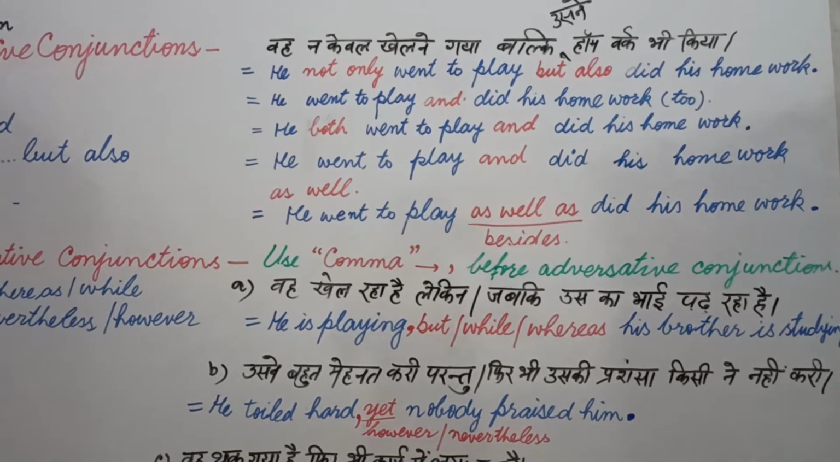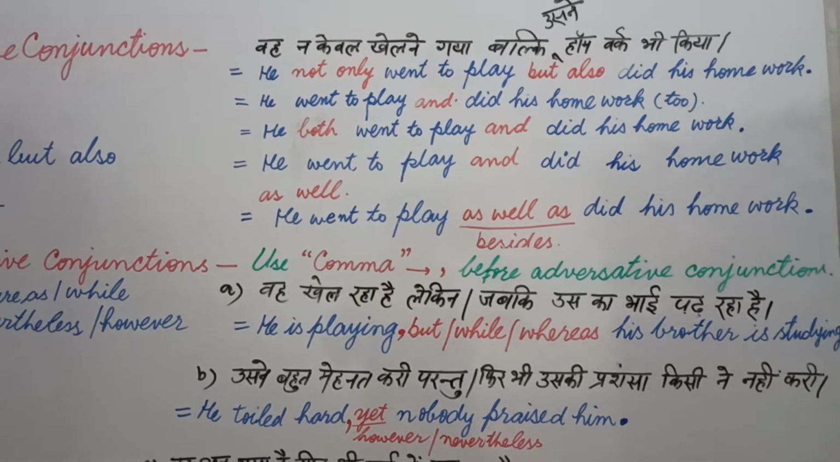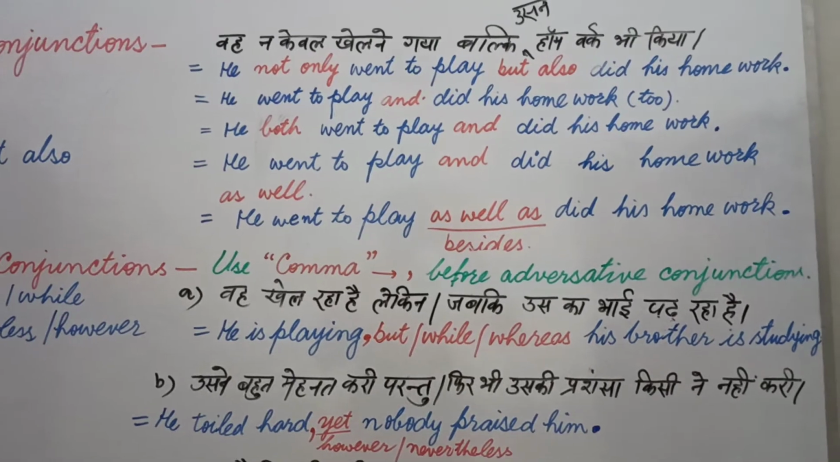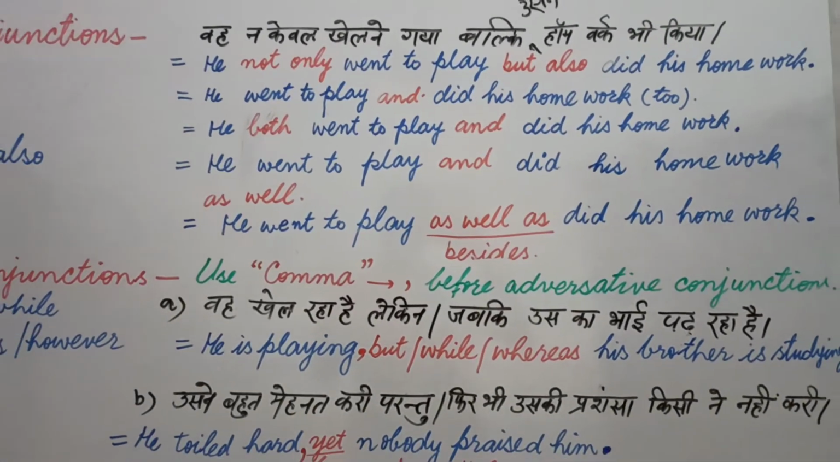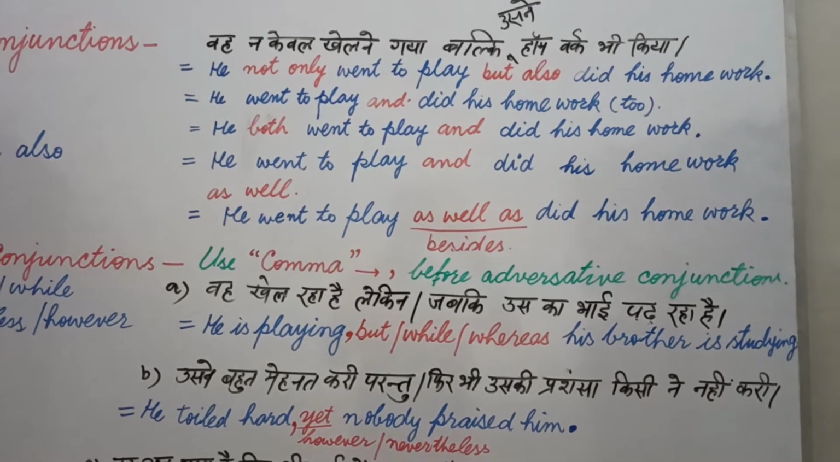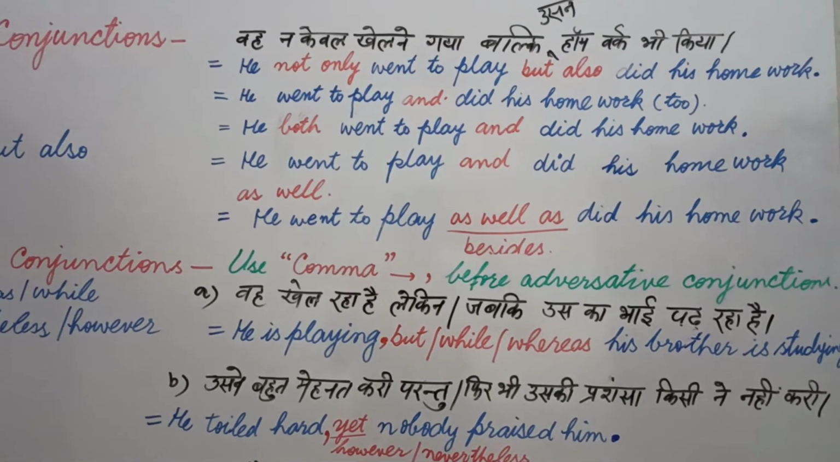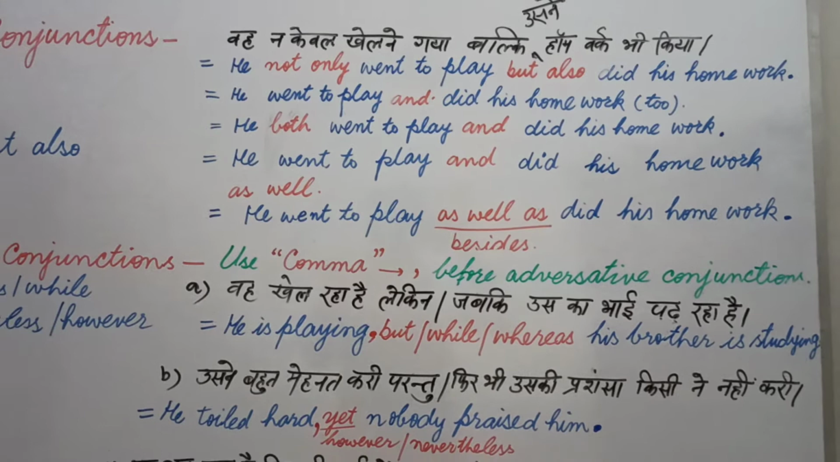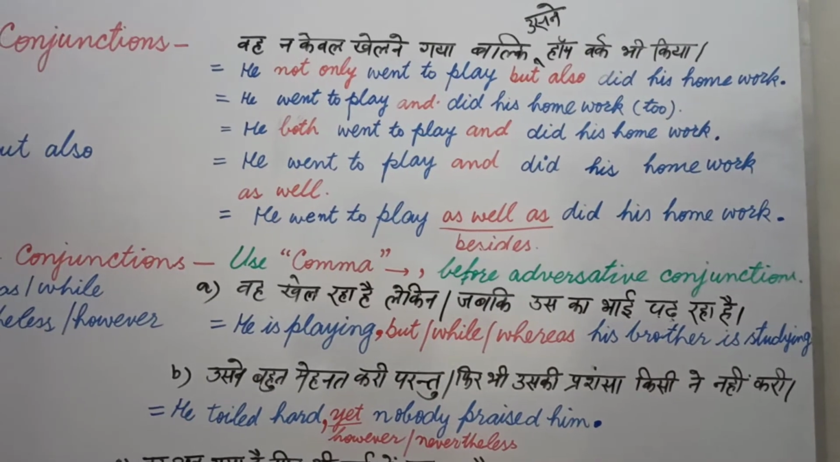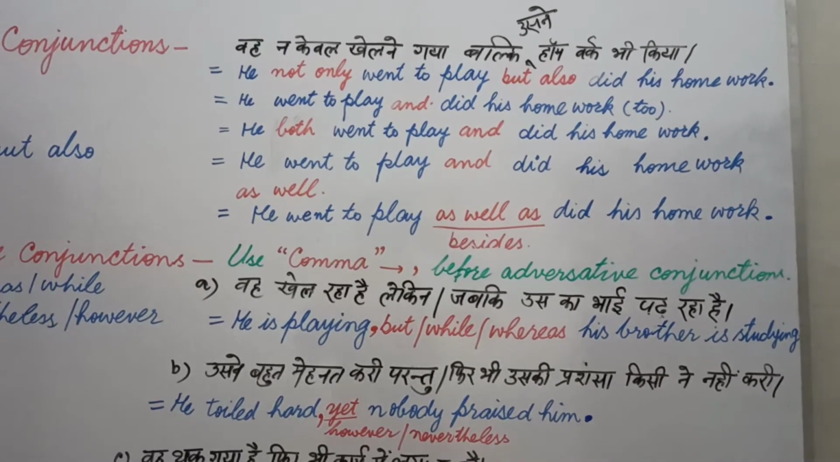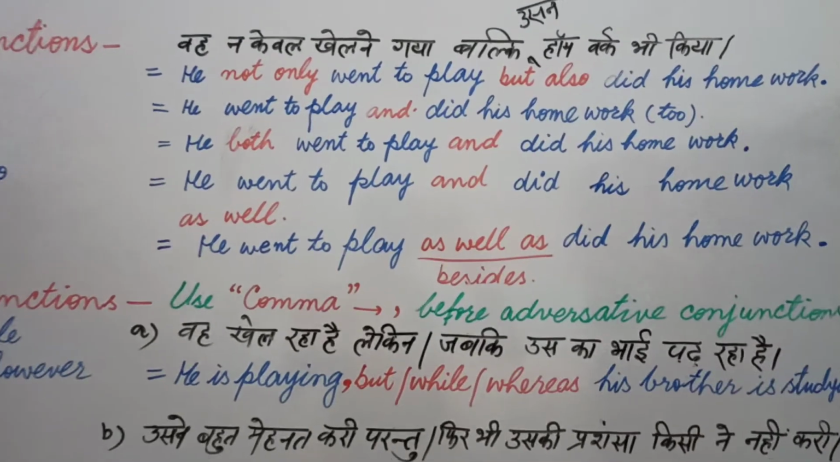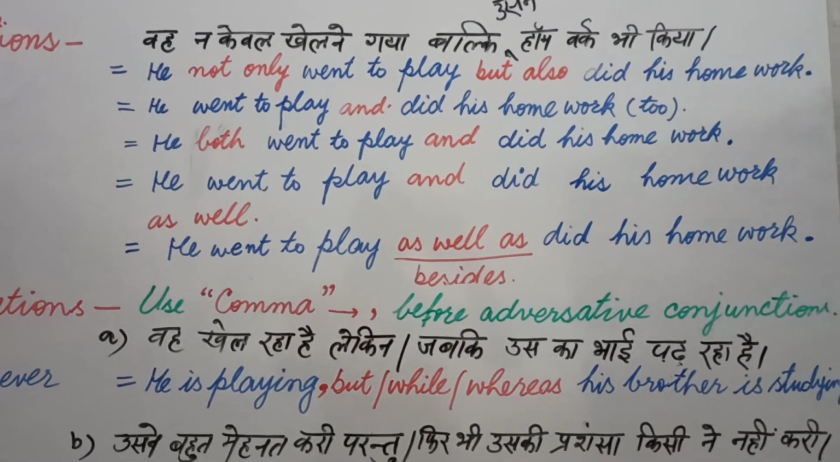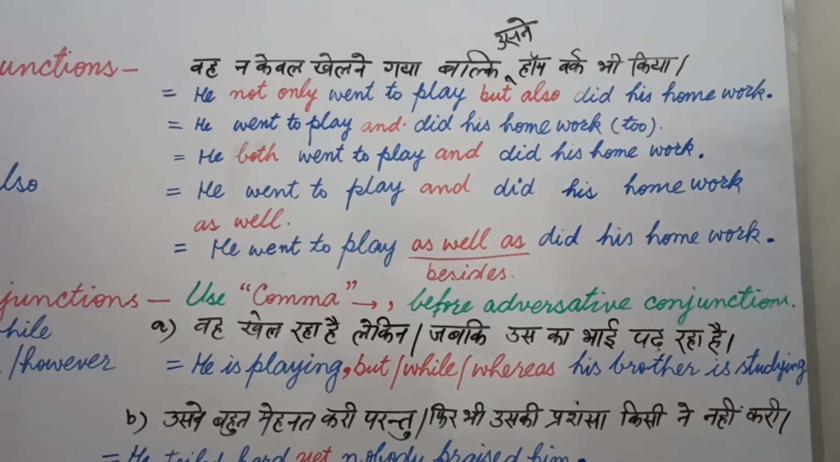Now let's see another type of writing the same translation into another structure. He went to play and did his homework as well. You can also write this, and second action, and then at the last you can write as well. Students, you can also rewrite the same sentence in another type of translation. He went to play as well as did his homework. You can also write he went to play besides he did his homework.